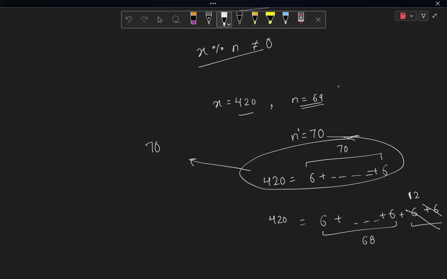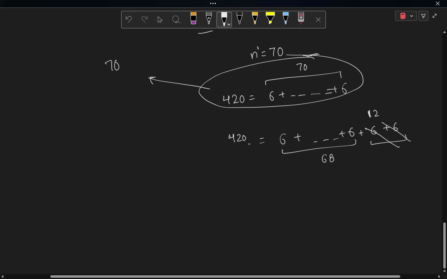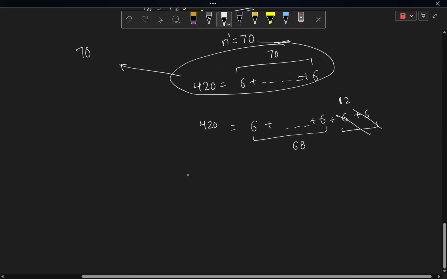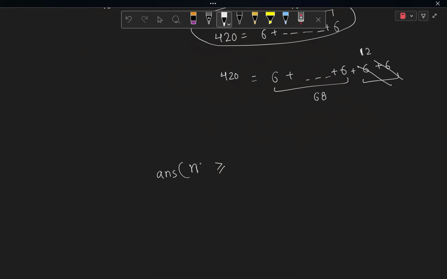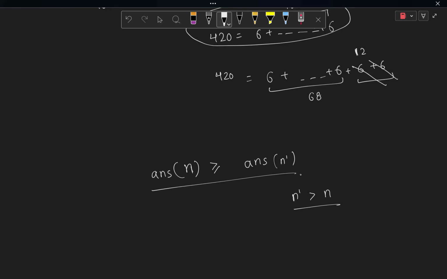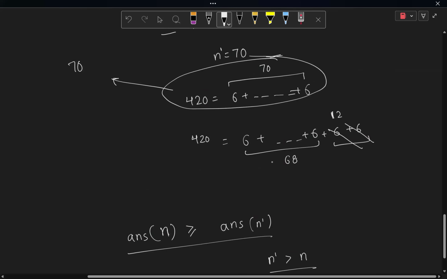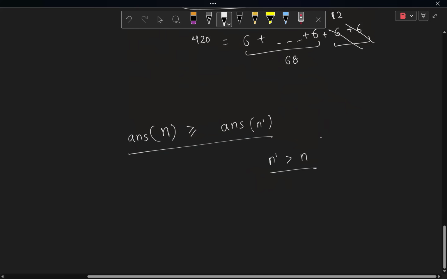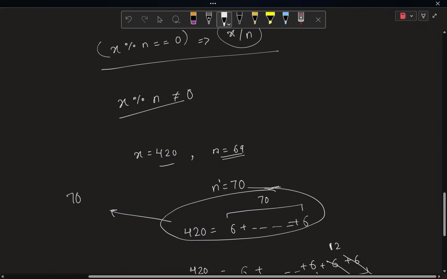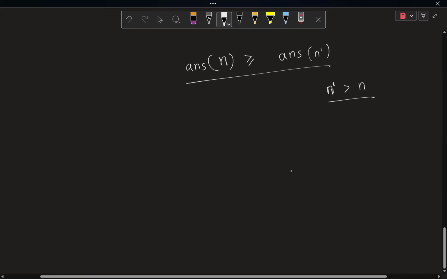Anyways, let's just leave that part and focus on the problem now. One thing which is now clear is that the answer for any n would be greater than or equal to the answer for n dash, where n dash is greater than n. Does this make sense? We just saw that whatever you could get for any n dash, you could just club up some elements from the end and you will get the same answer for n also. Okay, this looks good.